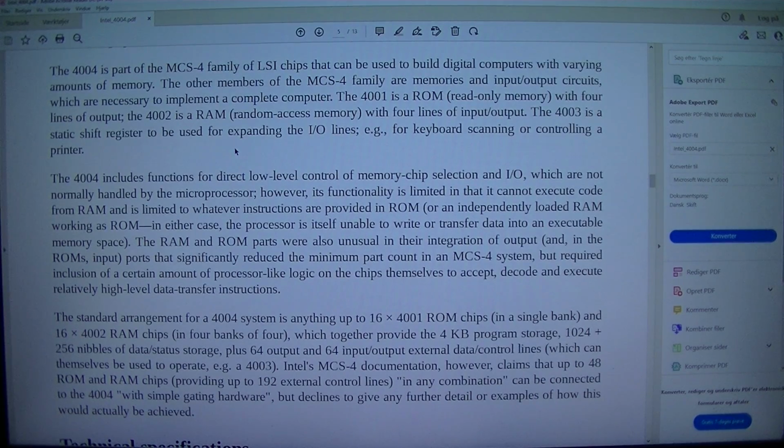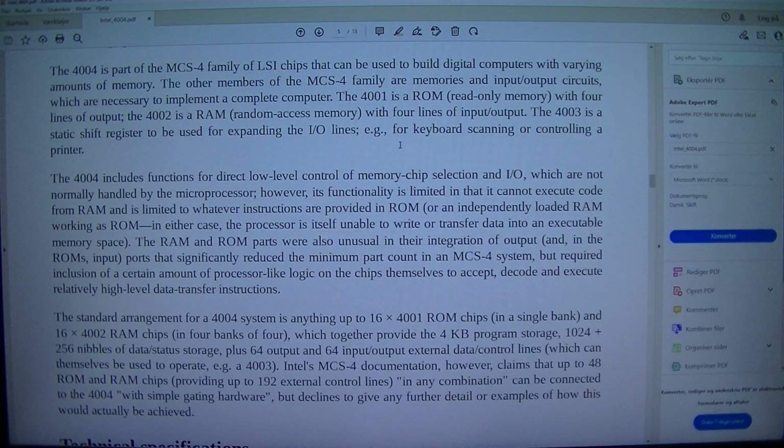The RAM and ROM parts were also unusual in their integration of output, and, in the ROM's case, input ports that significantly reduced the minimum part count in an MCS-4 system, but required inclusion of a certain amount of processor-like logic on the chips themselves to accept, decode and execute relatively high-level data transfer instructions.